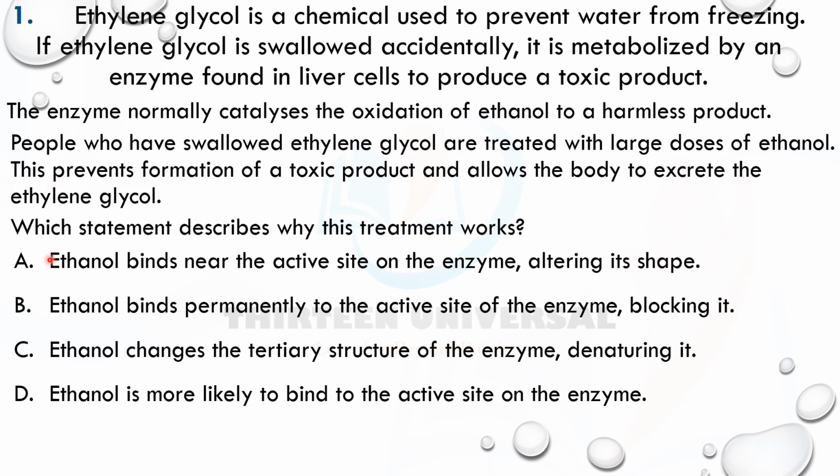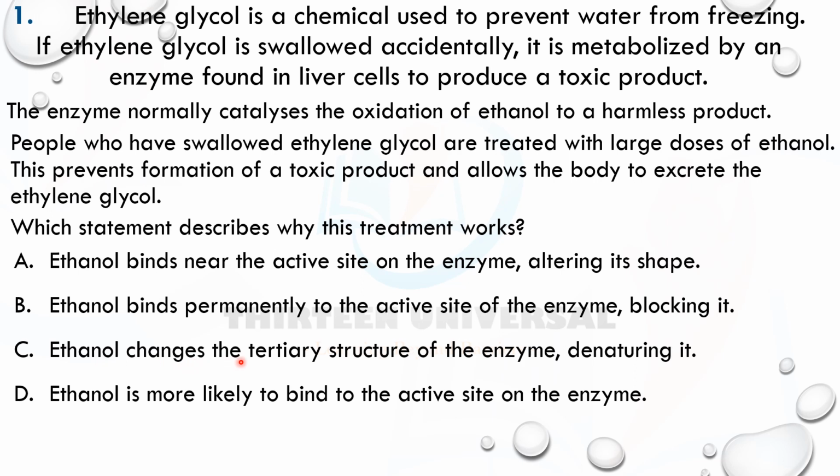Let's go to the options. A says ethanol binds near the active site on the enzyme and alters its shape. That is talking about non-competitive inhibition. B says ethanol binds permanently to the active site. It does not bind permanently, because ethanol is converted to a harmless product. So B is wrong.